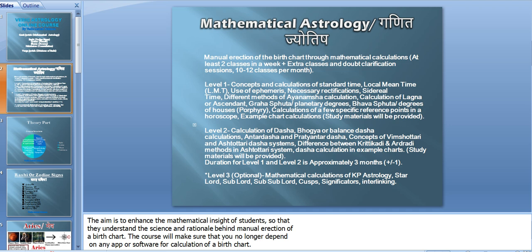provided. So the expected duration for level 1 and level 2 is approximately 3 months. It can be plus or minus 1 month in both sides. Okay. Then the optional part or optional level of the course, that is the mathematical calculations of KP astrology. If someone is interested to learn this, we can provide that also.